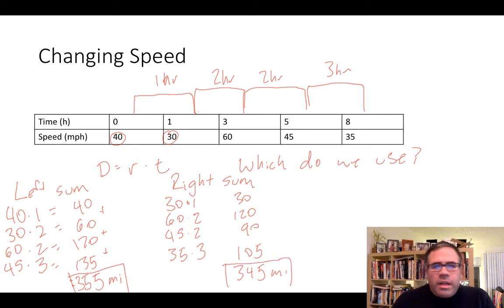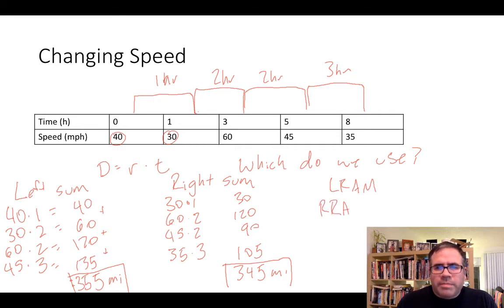So we have two pretty good estimations. We know that this car, barring something crazy happening, had to be going somewhere around 355, 345 miles, right? And that is the difference between the left sum or the right sum. Now, in your book, these are called LRAM and RRAM.